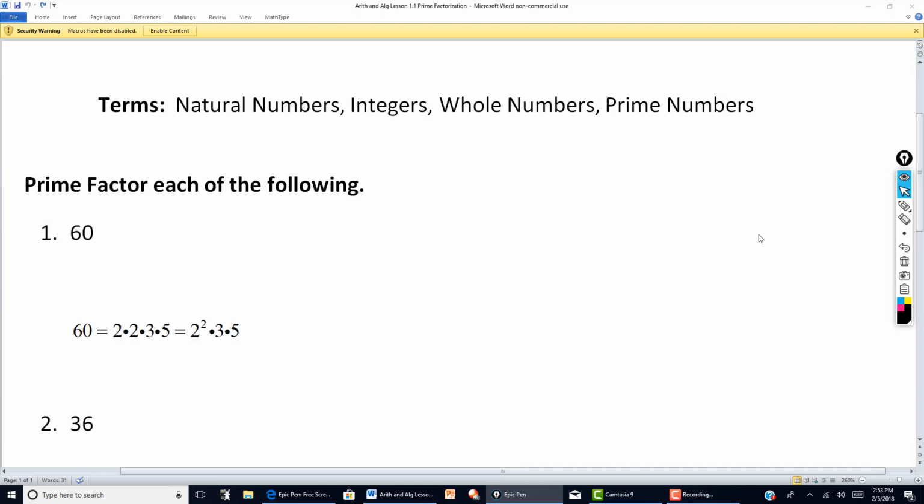Go to the next one, 36. Okay, 36. To prime factor, we again divide by the smallest prime that divides it. In this case, it's going to be 2. So divide it out. 2 into 36 will go 18. Divide that out by, again, 2, the smallest prime that divides it. This will be 9. Smallest prime that goes into 9: 2 does not divide it, but 3 does.